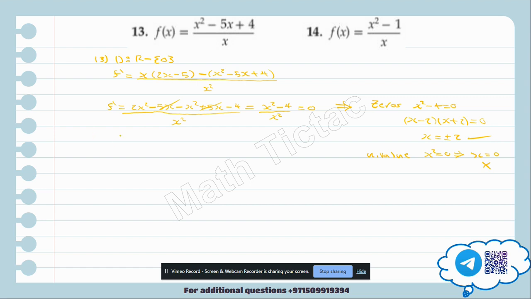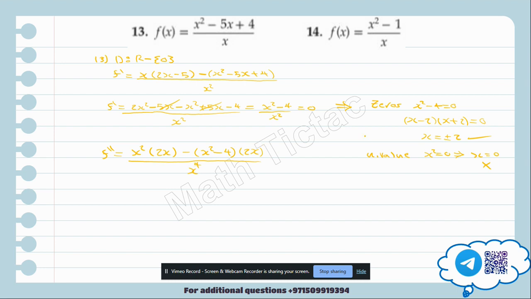Okay, so now let's go ahead and find f double prime. That will be by finding the derivative of this: the denominator multiplied by the derivative of the numerator, so this is 2x, minus the numerator squared minus 4 multiplied by the derivative of the denominator, all over x squared squared, which is x to the power 4.